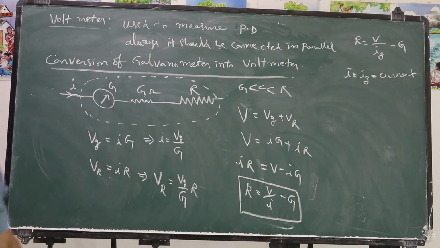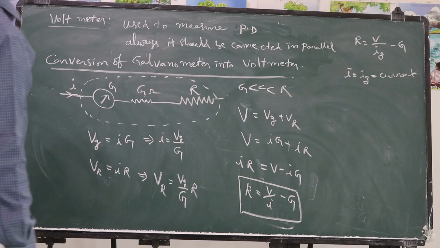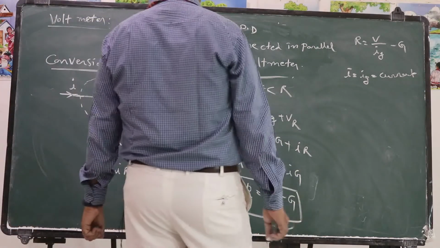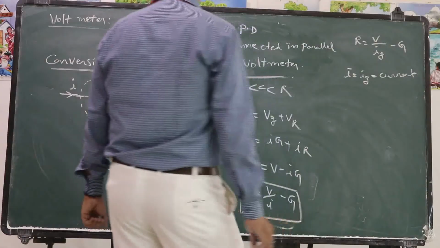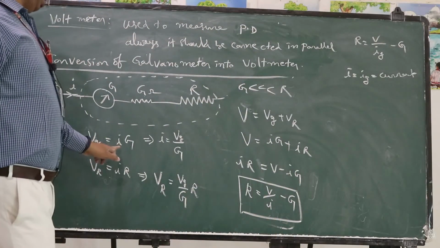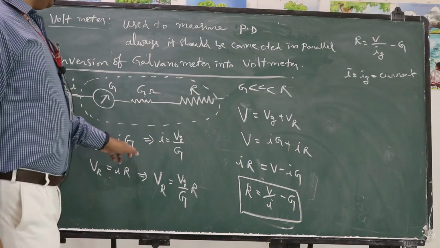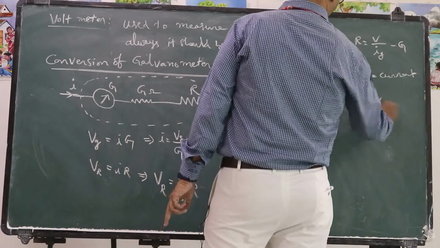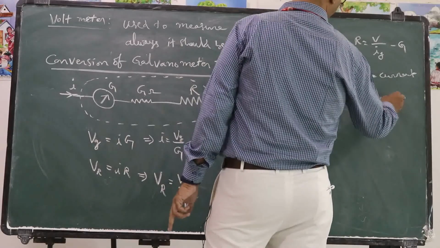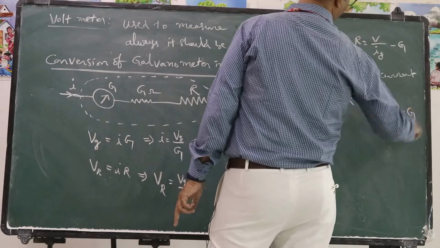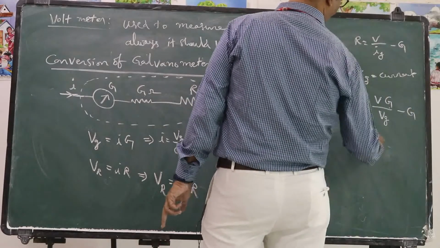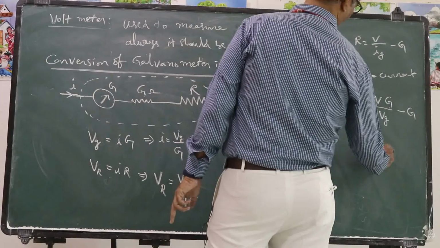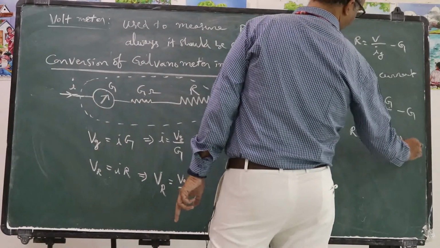Now, I can be replaced with Vg by G. Therefore, R becomes Vg by G minus G. R is equal to V by Vg minus 1 into G.